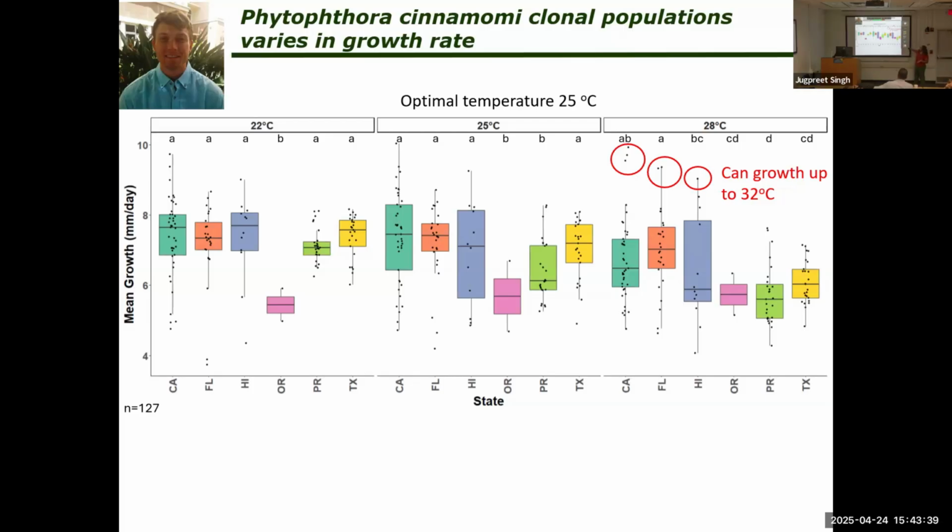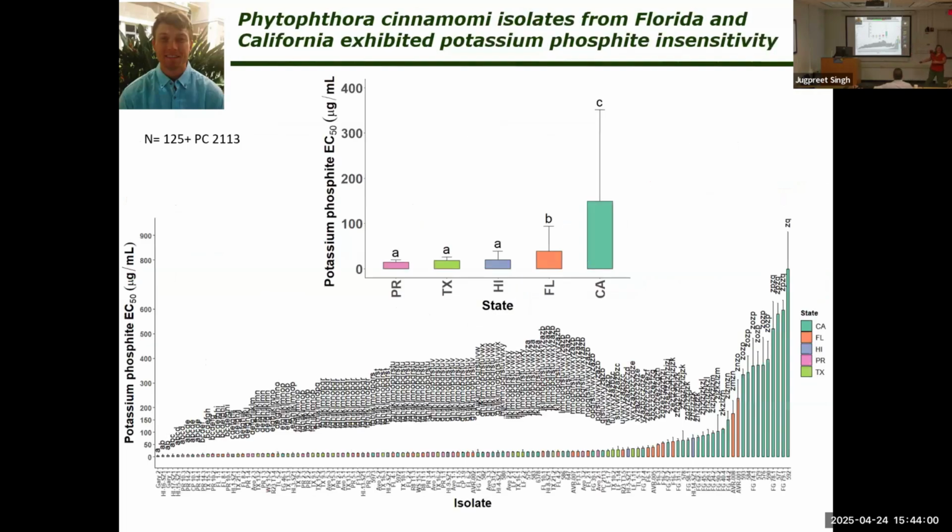Usually they grow happy at 25, but then some isolates from California south, which is the hotter areas, some in Florida and some in Hawaii, can even grow at 32 degrees. And the optimal temperature switches to 28. So there is a local adaptation. So the pathogen invades, starts in a new area, and they adapt.